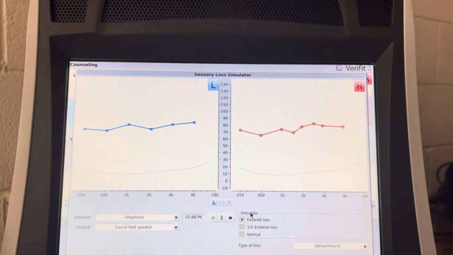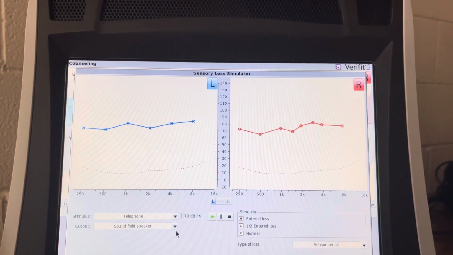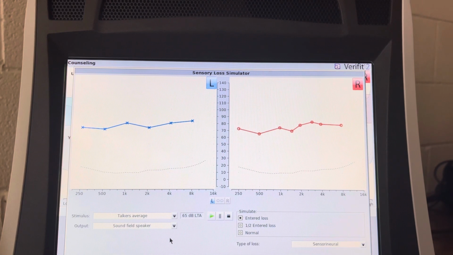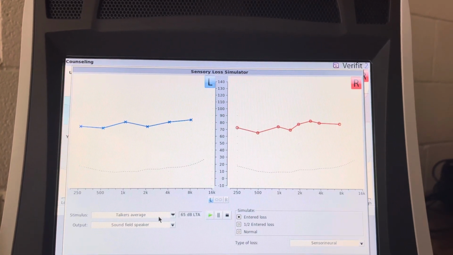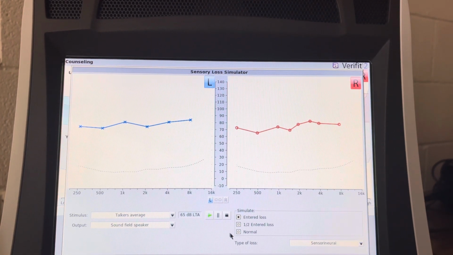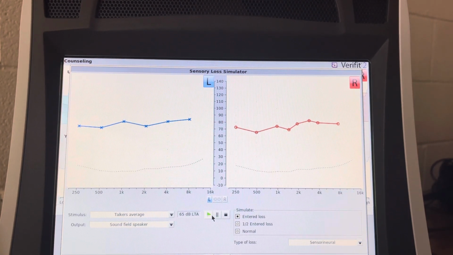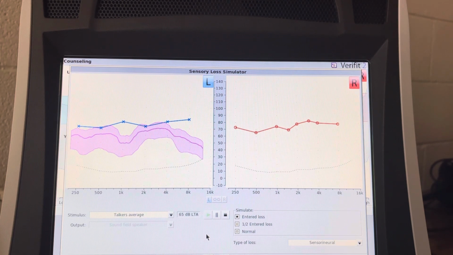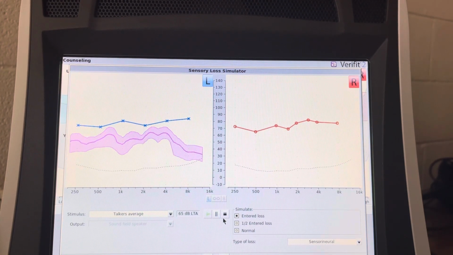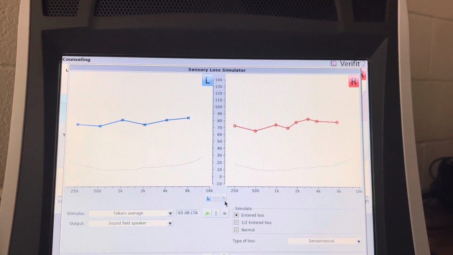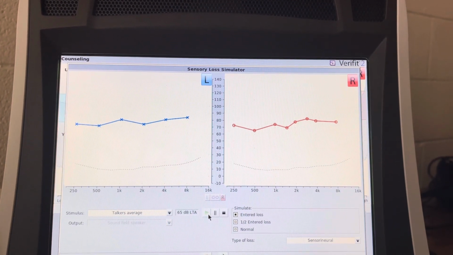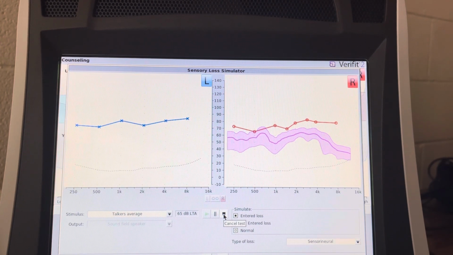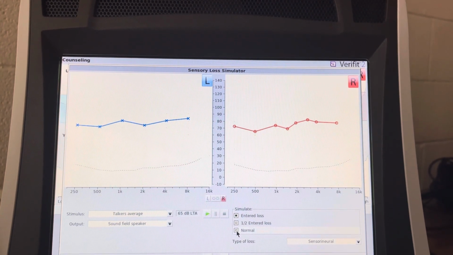So we can also go over here to a simulator so we can actually hear what it sounds like with her hearing loss. So I just put average level talkers, and this is with her hearing loss. Okay, let's listen. Okay, I actually couldn't hear any of that. Let's try this one. I couldn't hear any of that either.